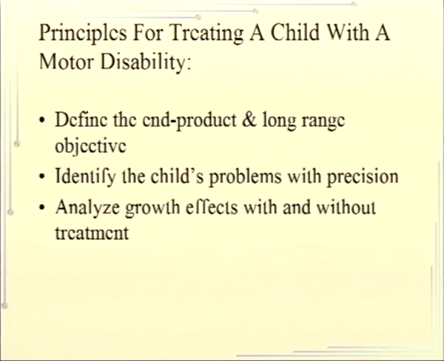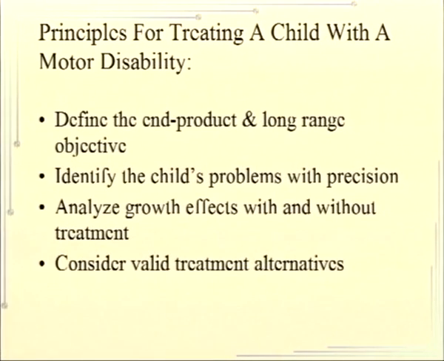Analyze growth effects with and without treatment, and again, this is probably more pertinent toward children. Consider valid treatment alternatives. We should look at different therapeutic options when we're thinking about treating someone with a motor disability, and then treat the whole person. In other words, find out about what their daily lives are like, what kind of things do they want to be able to do.